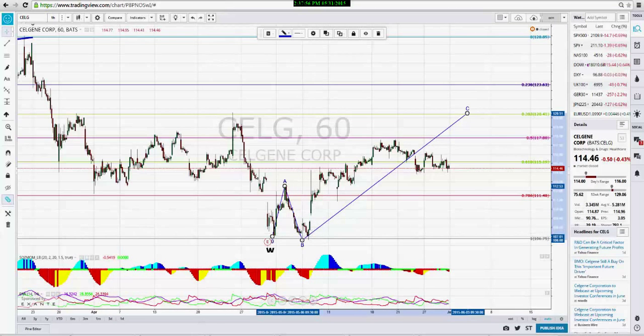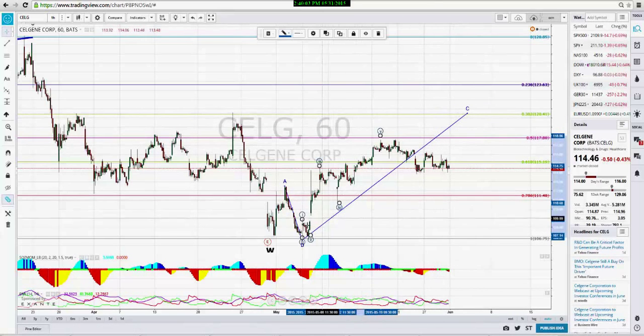Okay, 1 second here. Okay, so let's see. We got 1, 2, 3, 4. Now, is this 5? This may not be 5. 5, if this is a C wave, is up here. So this would be 1, 2, 3, 4. Now, this could be 1, 2, 3, A, B, C. 1, 2, 3, 4, 5, A, B, C, W, X, and then a Y. So this could be a complicated fourth wave move here. 1, 2, 3, 4, and then this wave can be extended. 1, 2, 3, 4, 1, 2, 3, 4, 5.